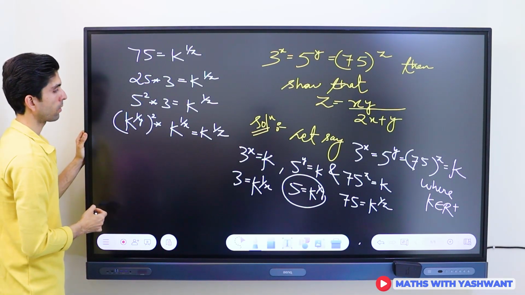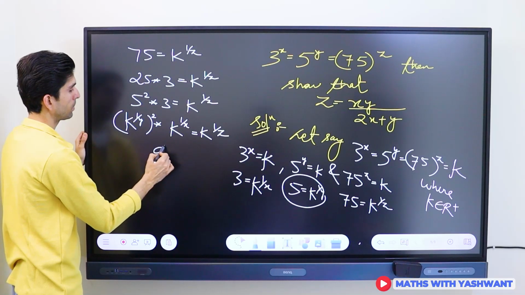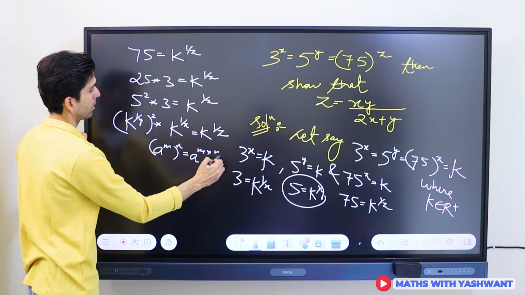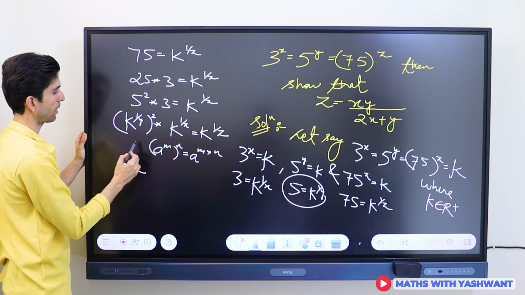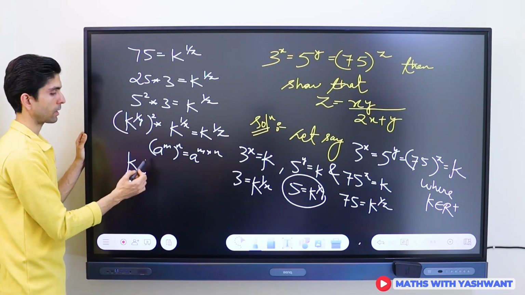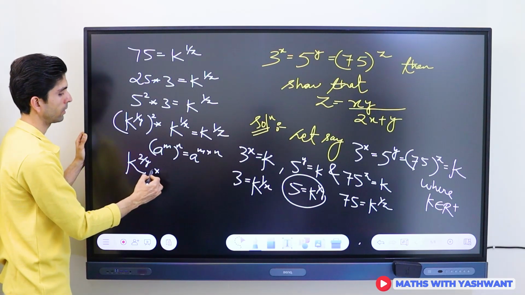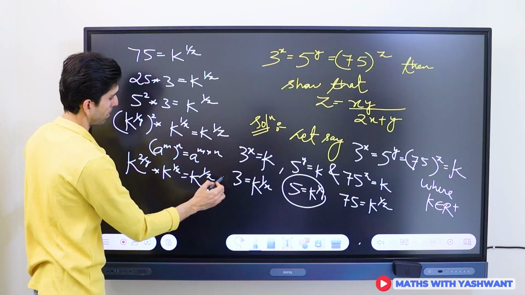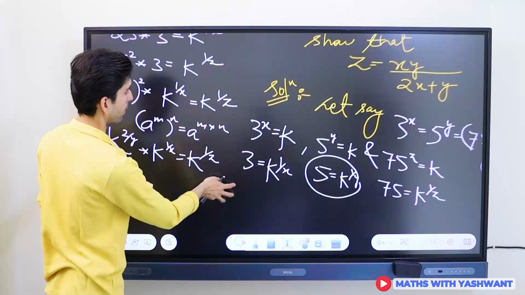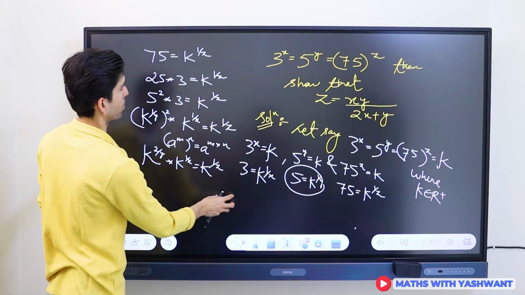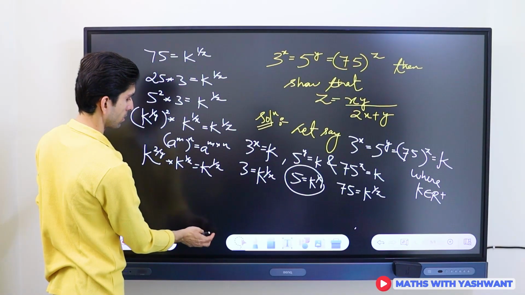Now the exponent law, a to the power m to the power n, says a to the power m into n. So following this we have k to the power 1 by y into 2, which is k to the power 2 by y, into k to the power 1 by x, equals k to the power 1 by z. Okay, I hope you all understand till here.